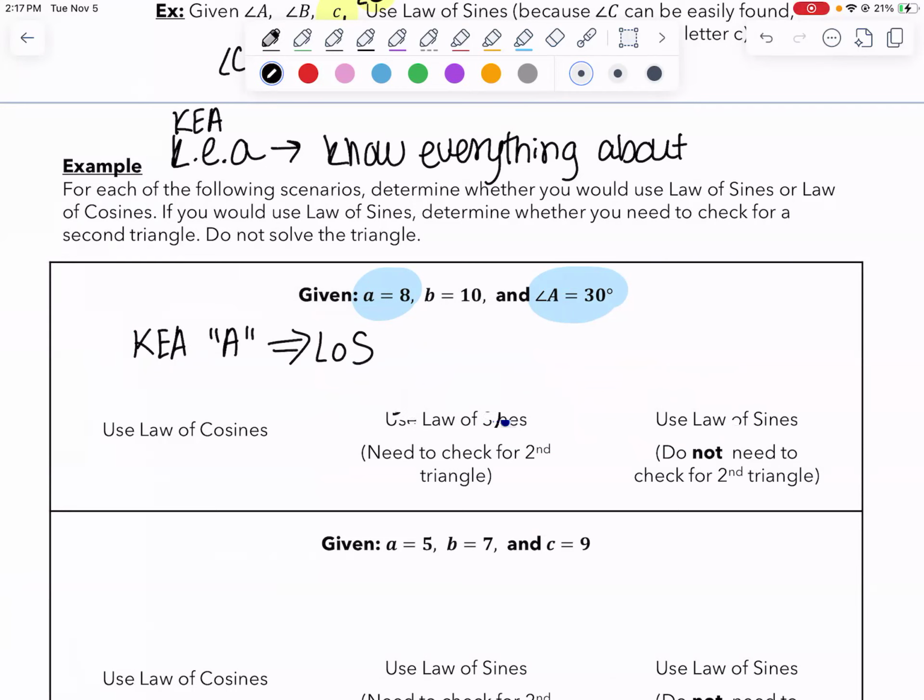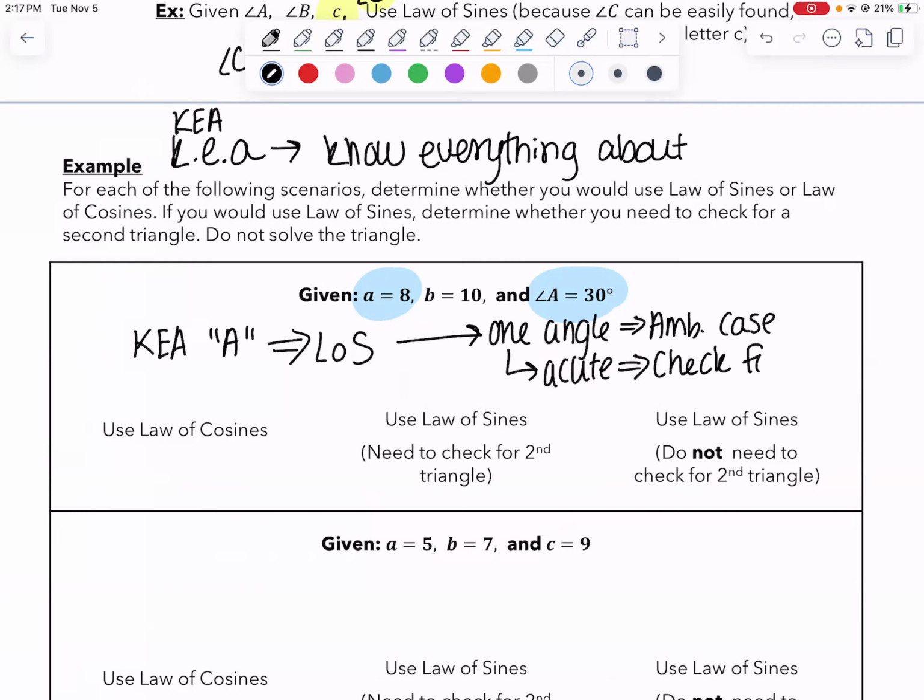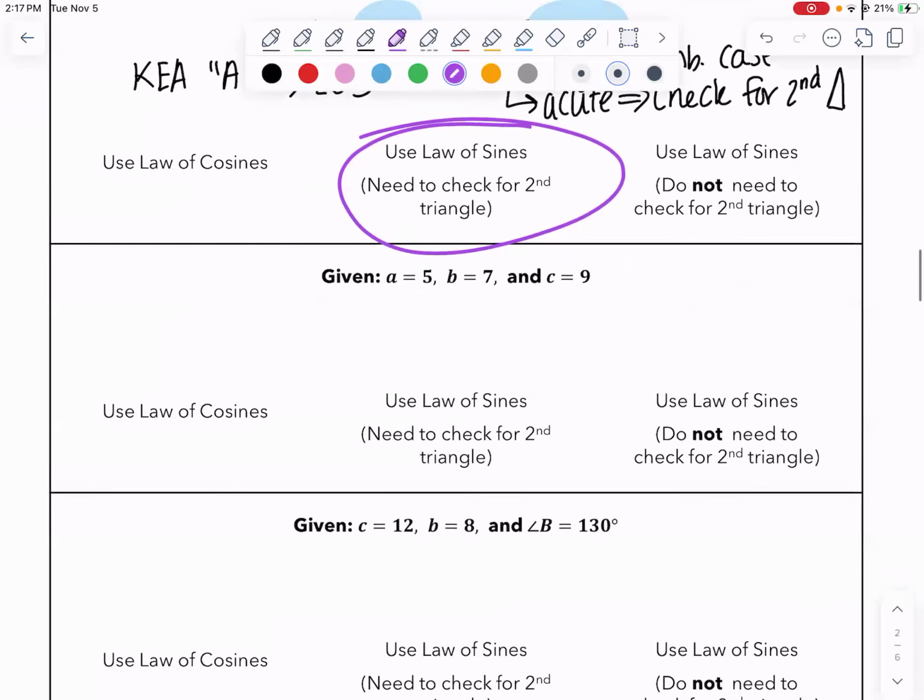We are starting with one angle, so it is the ambiguous case. And that angle is acute, so we do need to check for a second triangle. So law of sines, and we need to check for the second triangle because we are given one angle and it's acute.